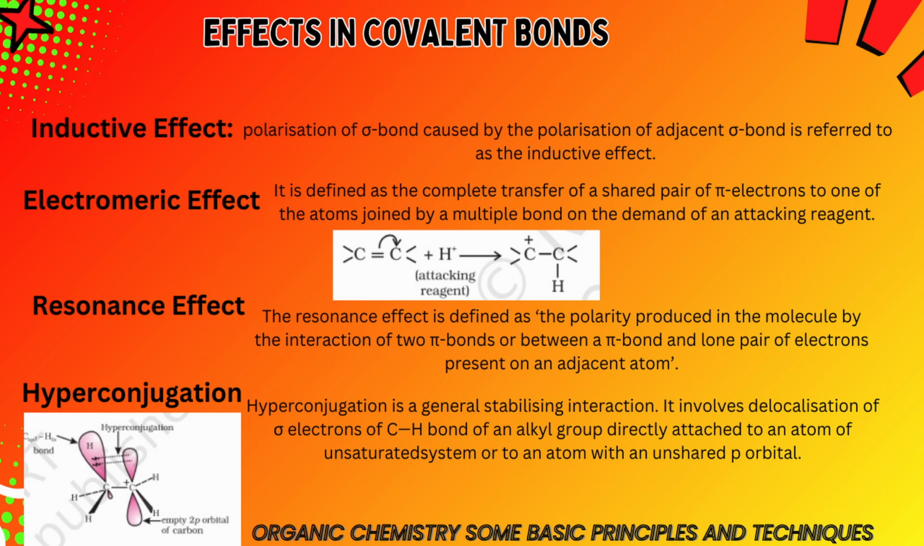Hyperconjugation is a stabilizing interaction involving the delocalization of sigma electrons from C-H bonds. The interaction increases with the number of alkyl groups attached to a positively charged carbon. For example, tertiary carbocations are more stable due to stronger hyperconjugation effect.